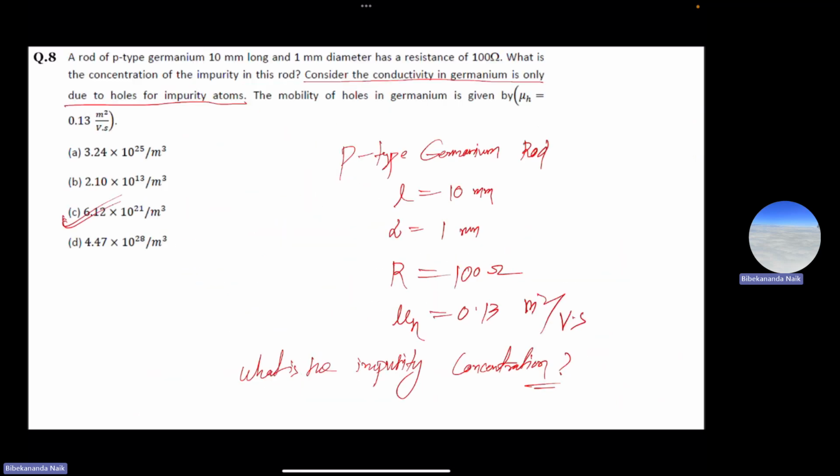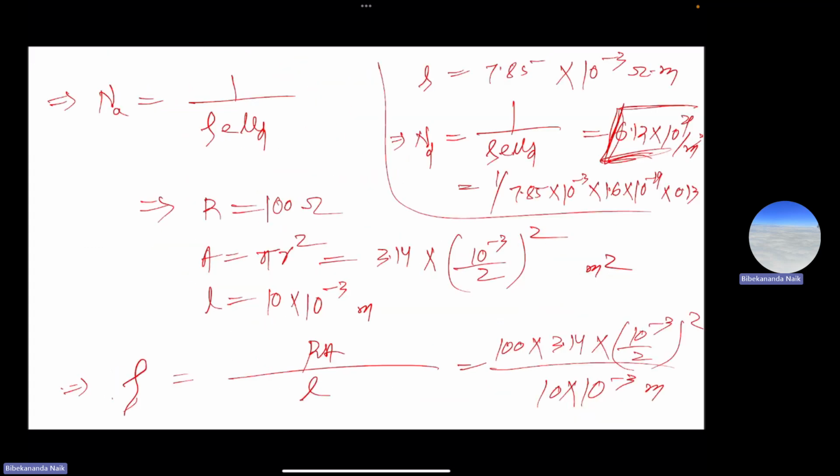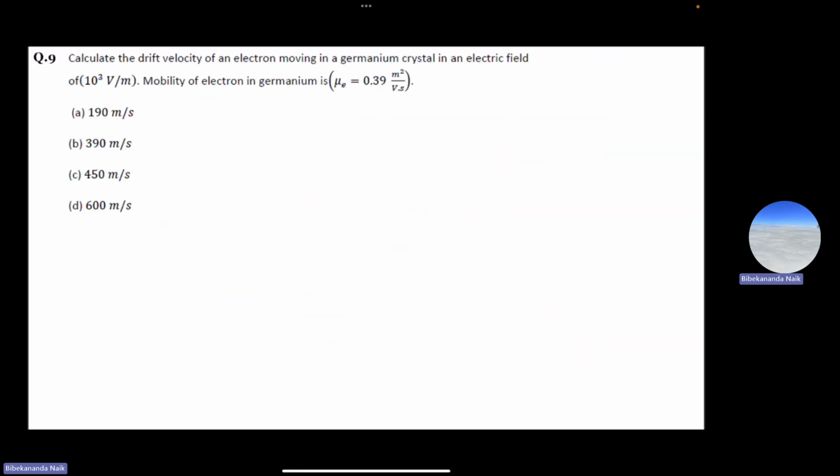6.12 into 10 to the power 21 per meter cube. That is, option C is the correct option. Now move to the ninth question.